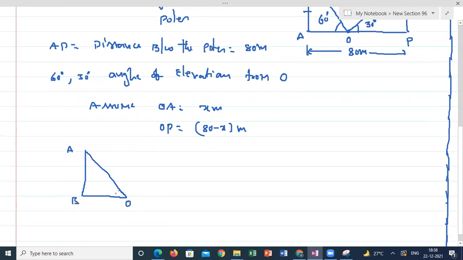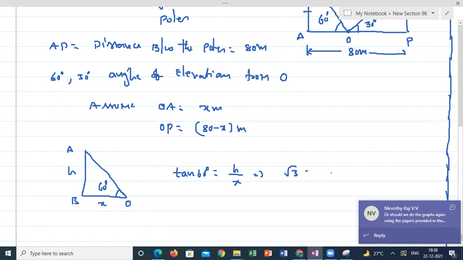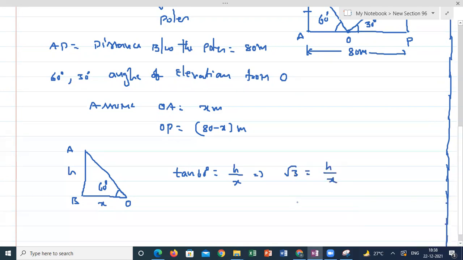In triangle ABO, this angle is 60 degrees. Tan 60 is equal to H by x, taking the height as H and the base as x. Which is √3 is equal to H by x. So the height of the pole is √3 times x. This is my first equation.